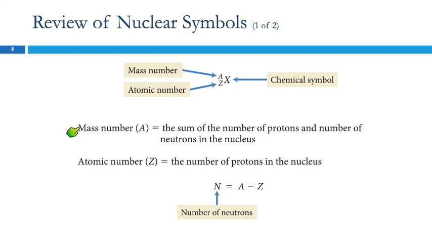So the mass number, the big one goes on top, the small one goes on the bottom. If we want to know the number of neutrons, we take the mass number and we subtract the atomic number. So it's like this is all stacked up for us to do subtraction, right? A minus Z is N.